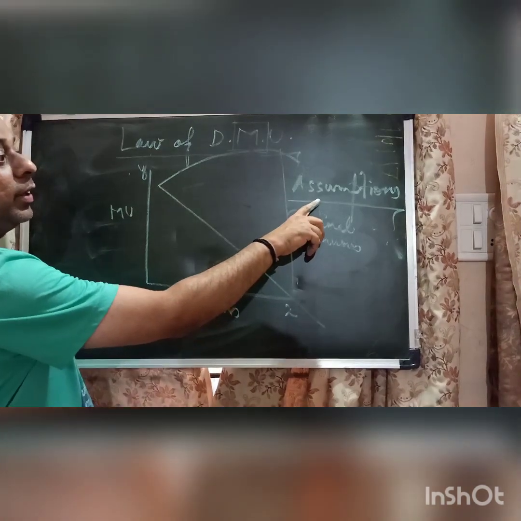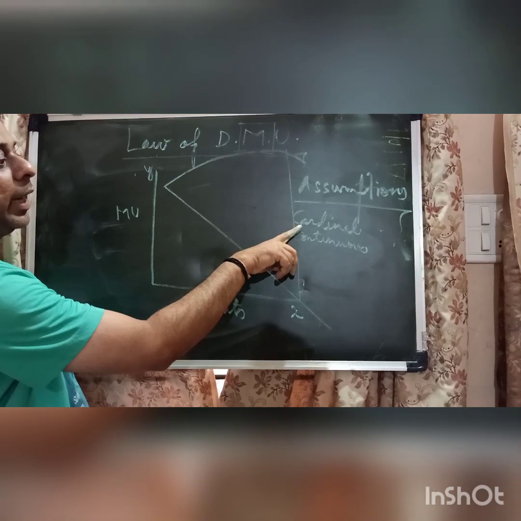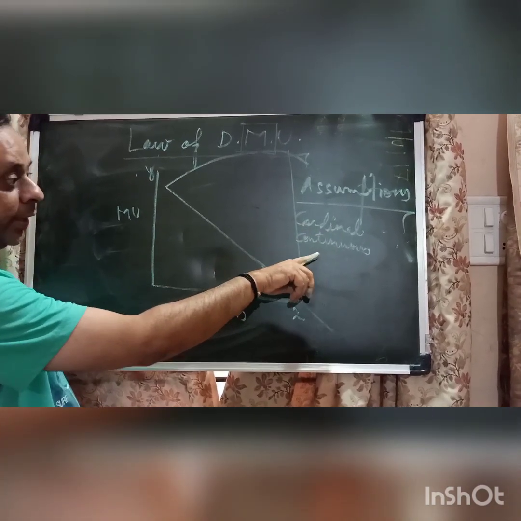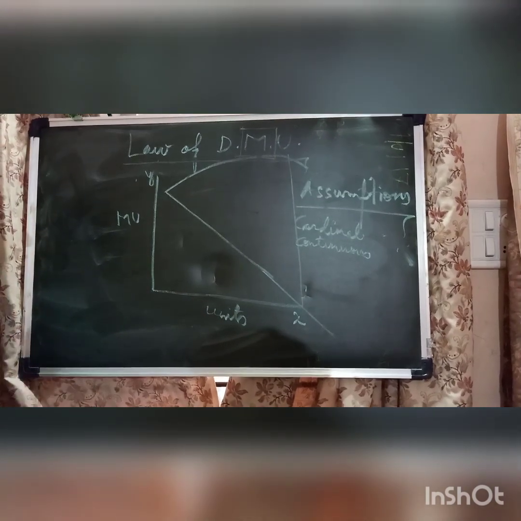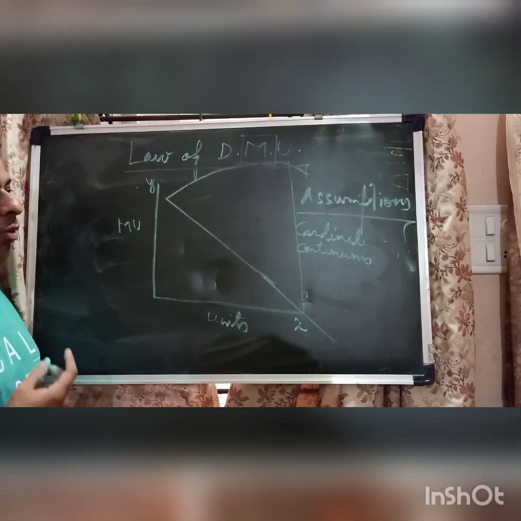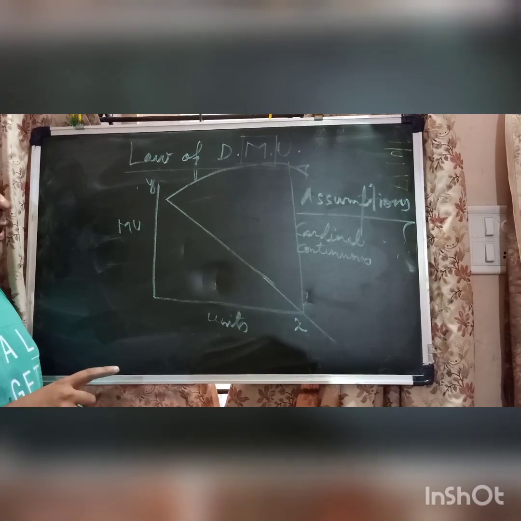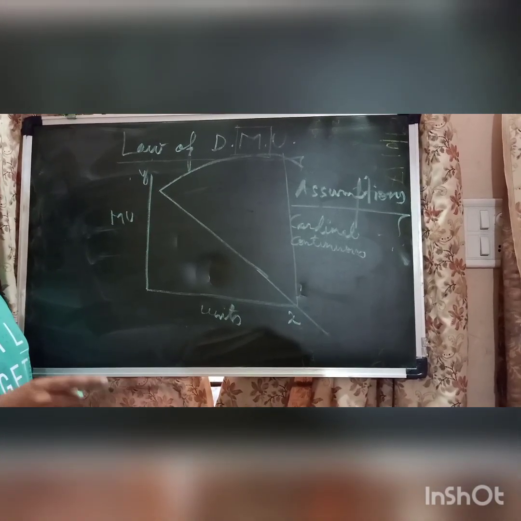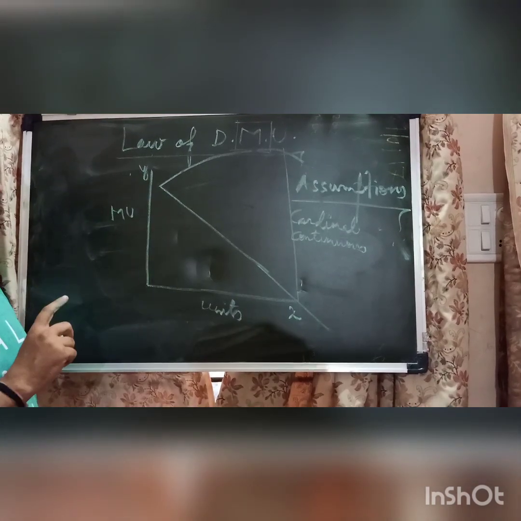Now we will study the assumptions of law of DMU. The first is cardinal. Cardinal means it is measured in numbers. Second is continuous consumption. For example, I have the capacity of eating 3 ice creams at a time. So the first ice cream will give me maximum level of satisfaction, and the third ice cream will give me the least level of satisfaction. It means marginal utility is coming down.